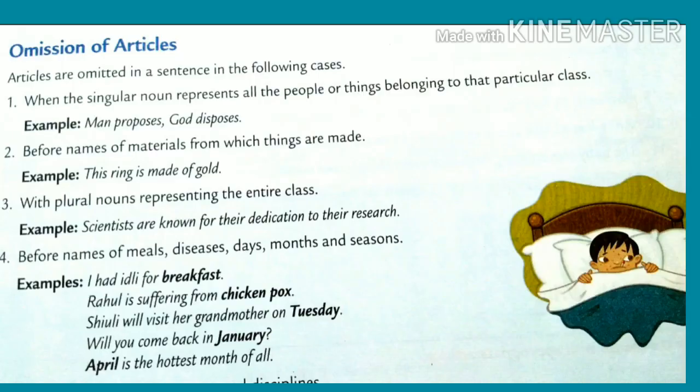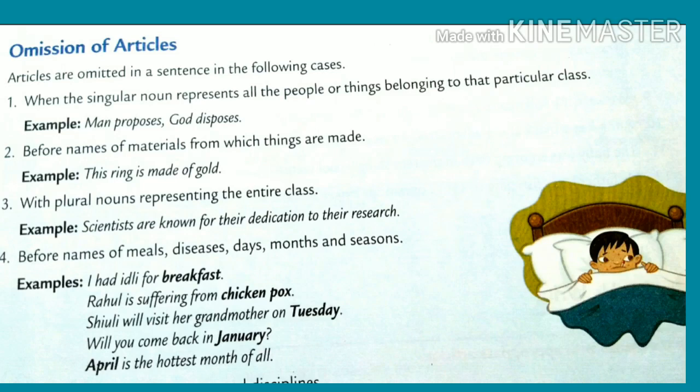Omission of articles. Articles are omitted in a sentence in the following cases. Yes, in a few cases we have to omit articles in a sentence. Let's see what the cases are. First one, when the singular noun represents all the people or things belonging to that particular class. Example, man proposes, God disposes. In that, man is a singular noun, but it represents all people, all mankind, human beings. So, in that case, we have to omit articles. We should not use any article in this case.